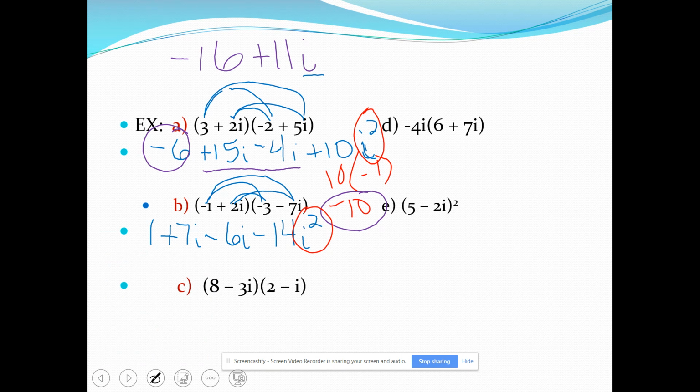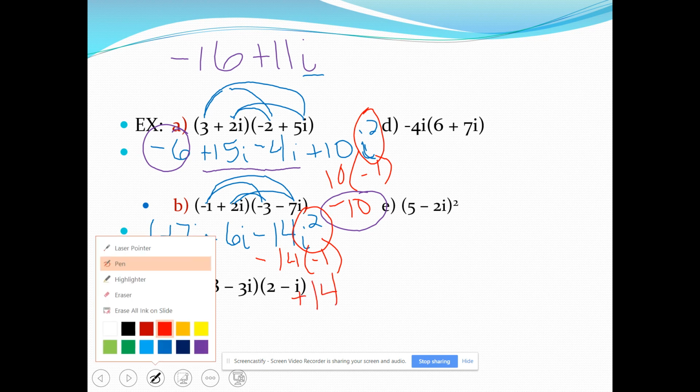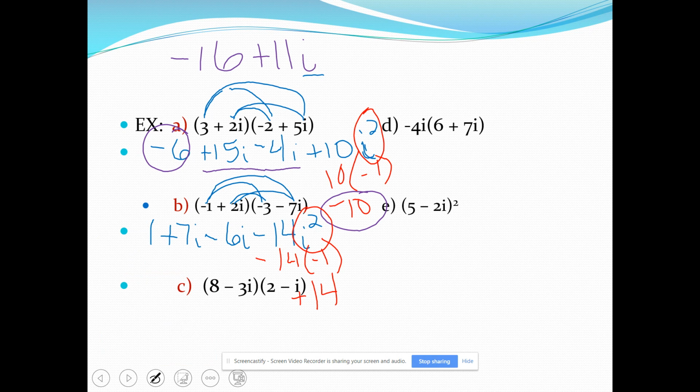Again, we have that i squared there, so that's really -14 times -1, which is positive 14. Our like terms then are going to be 1 plus 14, which is 15, and then positive 7i minus 6i is 1i. And remember, we can write it as just plus i or plus 1i. They both mean the same thing.